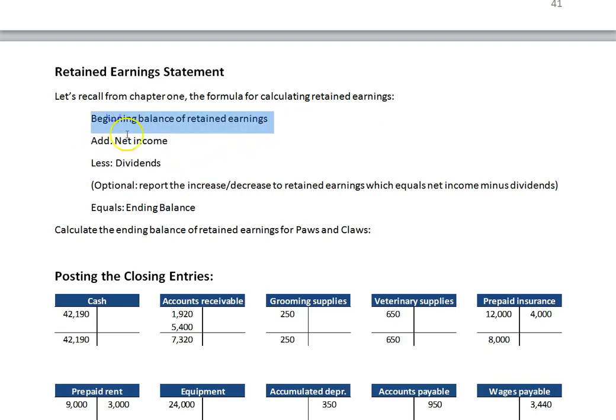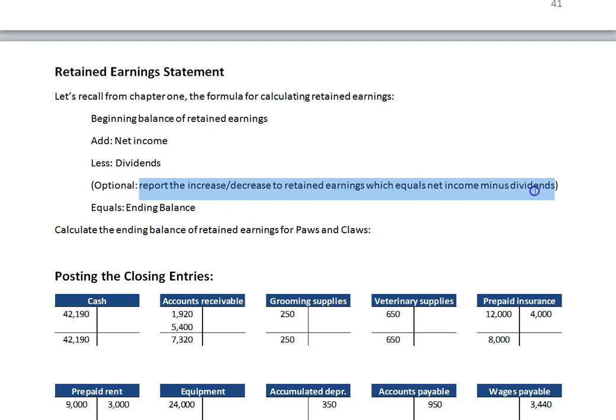Alright, we're going to go through the balance of retained earnings. It starts with the beginning balance. We saw this on the retained earnings statement. Adds net income, subtracts out dividends, and then it reports the increase or decrease to retained earnings if we're doing it for a financial statement. But you don't necessarily need to include this if you're just trying to do the math and figure out the ending balance.